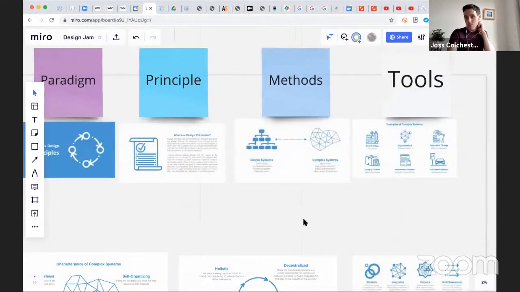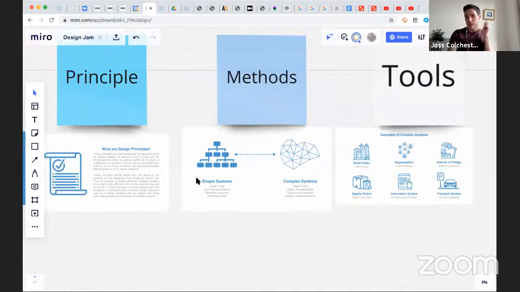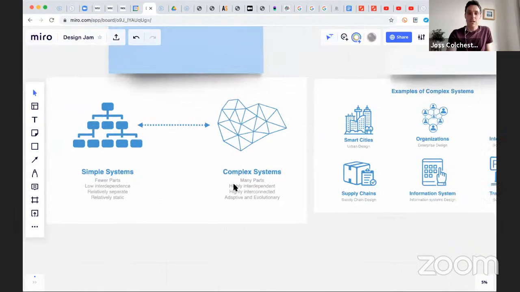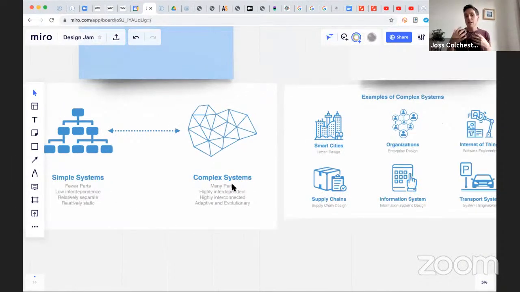We talked a bit about this before. We're shifting from designing simpler systems, chairs and even complicated systems like cars, and we're moving into this world of trying to work with complex adaptive systems, highly interconnected, interdependent. They have kind of adaptive capacity. They evolve over time, and so on and so forth.